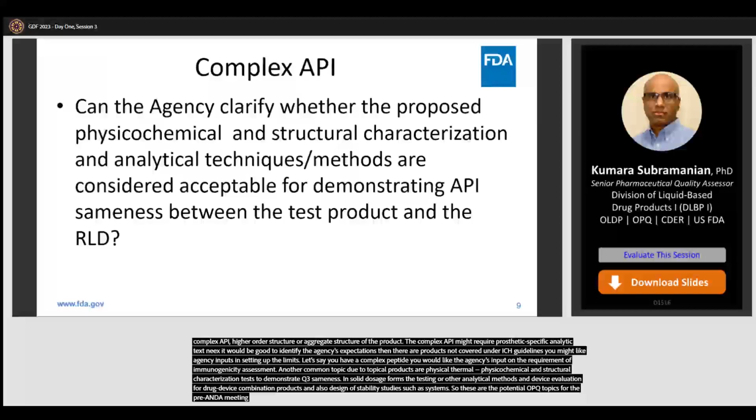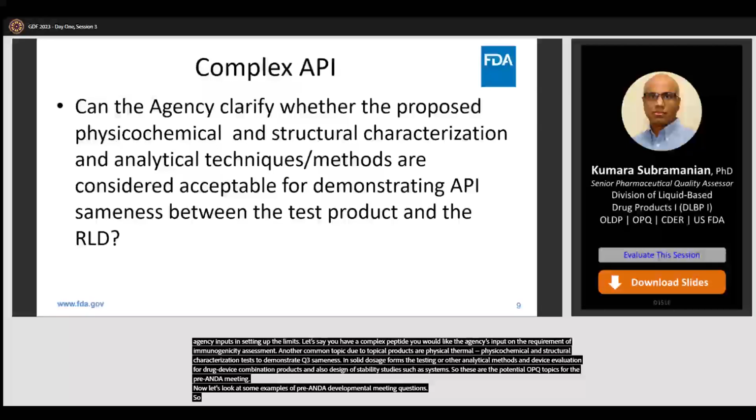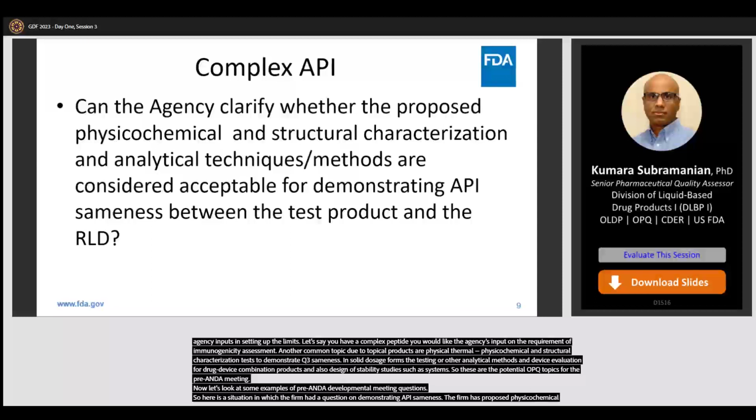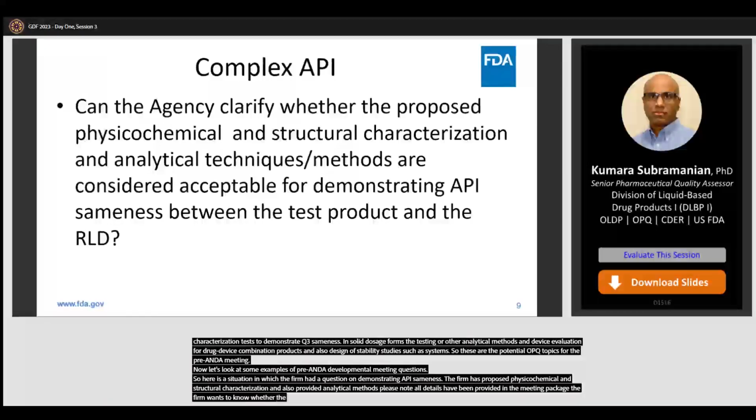Now let's look at some examples of pre-ANDA developmental meeting questions. So here is a situation in which a firm had a clarifying question on demonstrating API sameness. The firm has proposed physicochemical characterization and structural characterization, and also provided the relevant analytical methods. Please note that all details have been provided in the meeting package. Now the firm wants to know whether the proposed physicochemical characterization and analytical techniques are considered acceptable for demonstrating API sameness between test product and RLD.